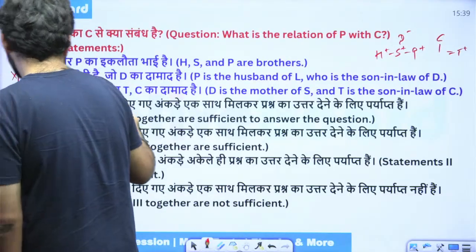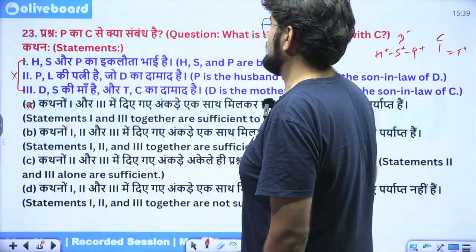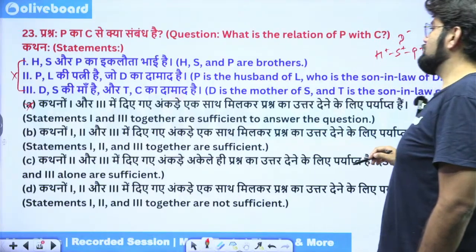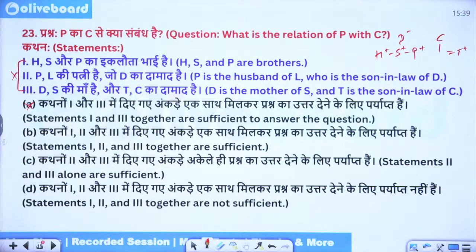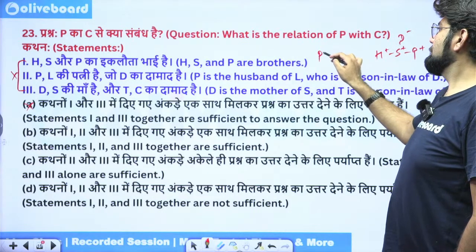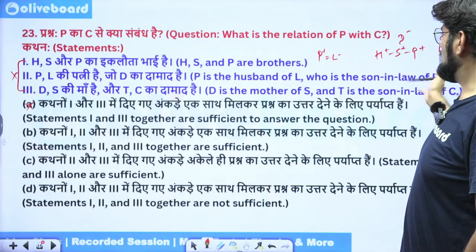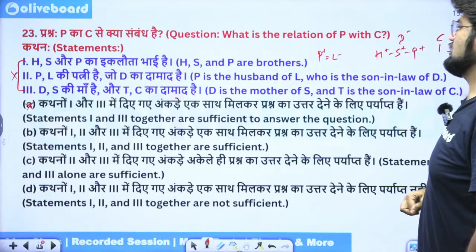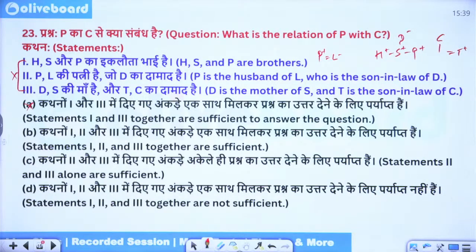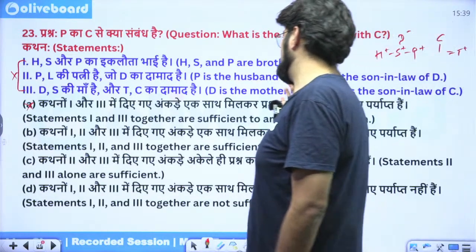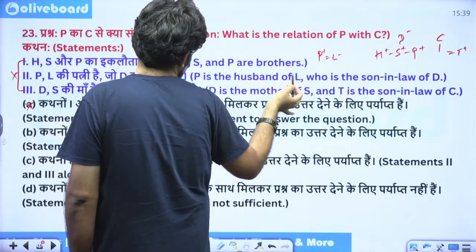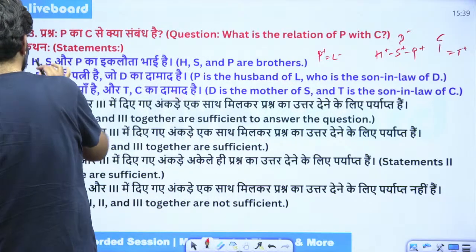Now look at the second set of two things. 2 and 3 together. So P is the husband of L, who is the son-in-law of D. P is the husband of L. Who is the son-in-law of D? This in itself is incorrect. Okay. Because if P is the husband of L, that means L is the wife. L can't be the son-in-law of D. So the statement is incorrect.